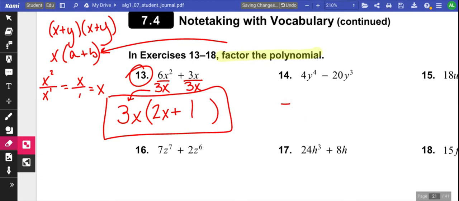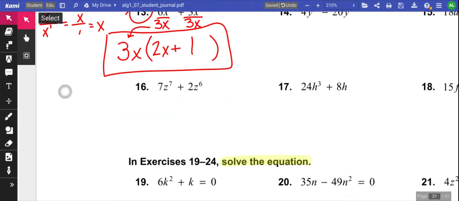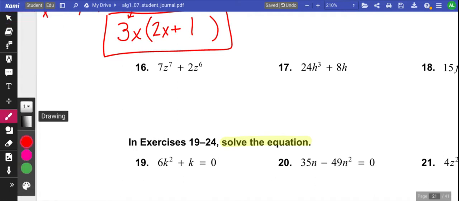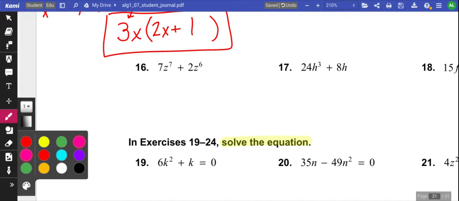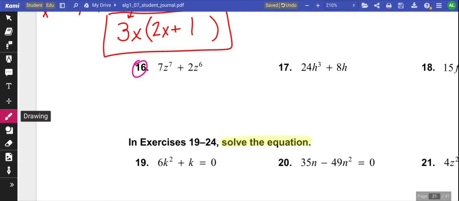Let's do at least one more just like this. Let's do 16. 16 looks a little tricky. So I've got 7z to the 7th power and 2z to the 6th power. Okay, getting kind of crazy with these exponents here.